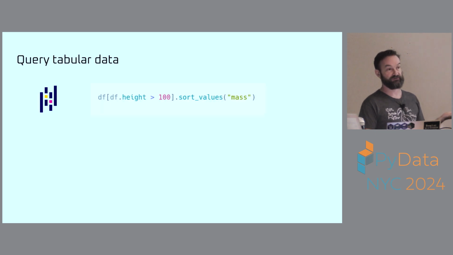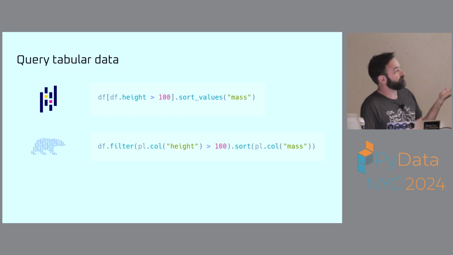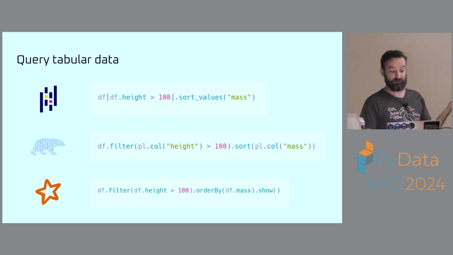So you've got pandas. If you wanted to remove all of the rows where someone's height is less than or equal to 100, and then sort the remaining values by what is in the mass column, this is pretty straightforward. Or you could write it in polars, right? It's doing the same thing. You could write it in PySpark. It's doing the same thing.